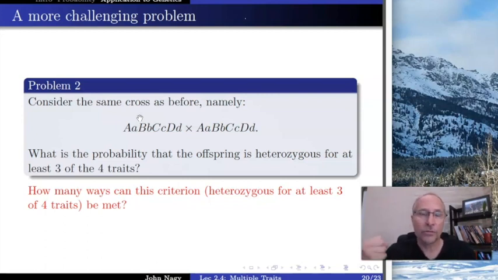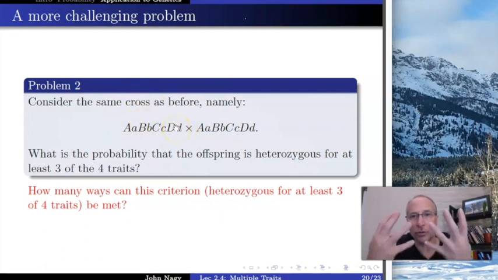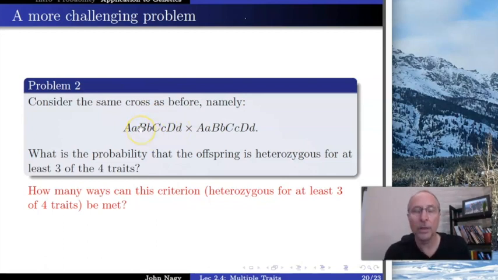If you're heterozygous for 3 traits, that means you're homozygous for 1. There are 4 possible traits, therefore, you could be homozygous for any of them. Okay, so you could be homozygous for A, heterozygous for the others, homozygous for B, heterozygous for the others, homozygous for C, heterozygous for the others, homozygous for D, heterozygous for the others. So there's four. But remember, you can be homozygous in two different ways. You could either be big A, big A, and then heterozygous, or you could be little a, little a, and heterozygous. Okay, and then there's four of each of those, so it's four times two, which gives you eight. So there are eight ways to be heterozygous for exactly three of the four traits, and homozygous for one, and to that we have to add the one and only way that you can be heterozygous for all four.